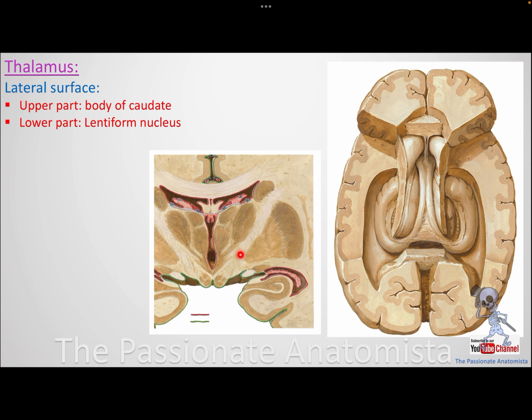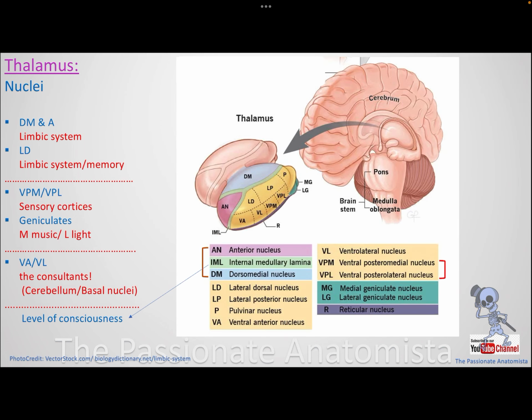Why am I saying again the internal capsule? Because it's also a lateral relation to the hypothalamus, because so many of the relations of the hypothalamus and thalamus are the same, especially the medial ones and lateral ones. But superior and inferior, it's different, of course.